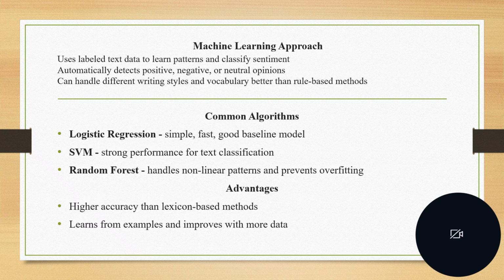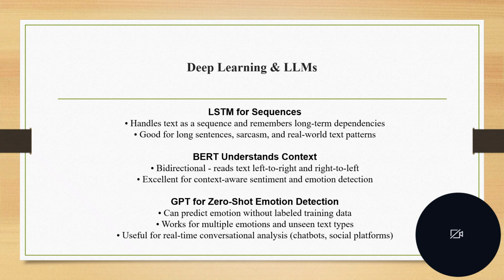Machine learning approach. Machine learning models learn from pre-labeled text so that they can make predictions for new, unseen text. For example, if you train a system with 10,000 movie reviews labeled as good or bad, the model learns which words, patterns, and expressions indicate satisfaction or disappointment. Algorithms like logistic regression, SVM, and random forest create decision boundaries based on patterns in the data. These methods are more flexible and accurate than rule-based systems but require proper training, cleaning, and labeling of data.